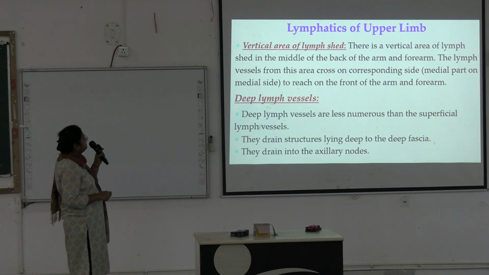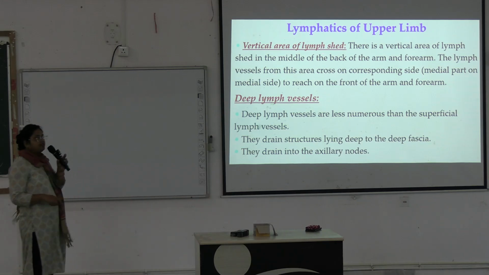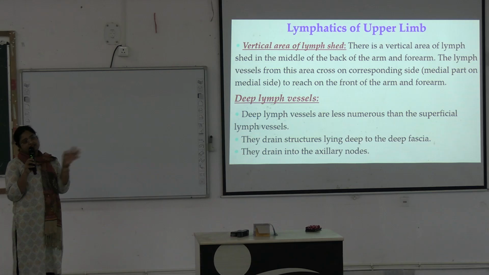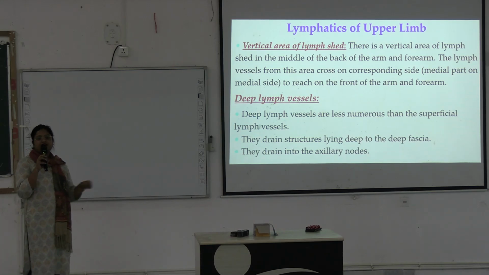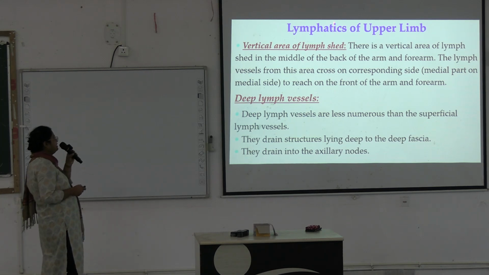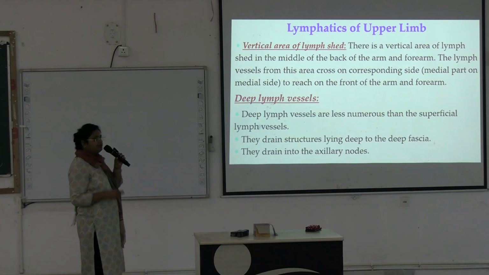Next, there is a vertical area of lymph shed. Lymph shed means there is a watershed area. Watershed area means the lymphatics of this line do not cross. On the two sides, the direction of drainage of lymph will be different. So there is a vertical area of lymph shed in the middle of the back of the arm and forearm.